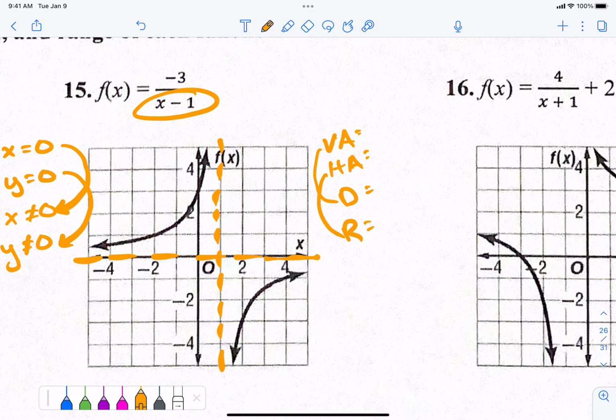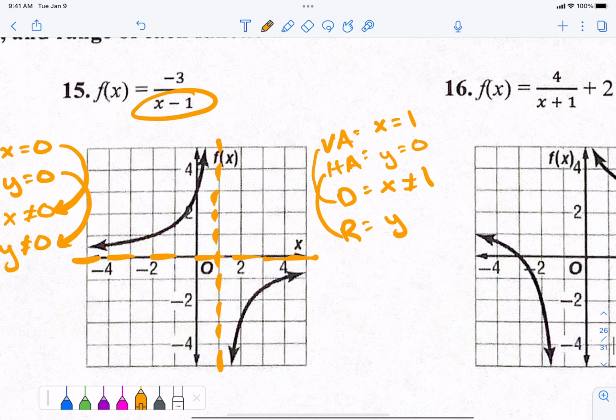So the vertical one, x equals 1. The horizontal one, y equals 0. Domain, x is not equal to 1. Range, y is not equal to 0. Yeah, there we go. Okay.